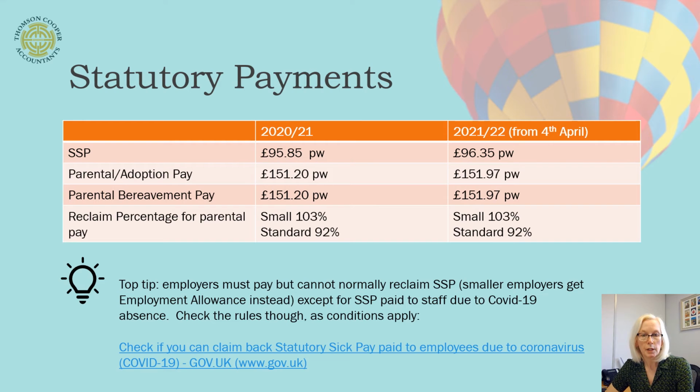Now, normally employers can't reclaim any statutory sick pay paid to their employees. That was why employment allowance was introduced a few years ago. But there is an exception to this with COVID-19 SSP. There are rules and you can only claim for a maximum of 2 weeks per employee. So do check the government website for your eligibility criteria. It doesn't apply to larger employers, for example, but check if you're entitled to make a claim for statutory sick pay paid as a result of COVID.